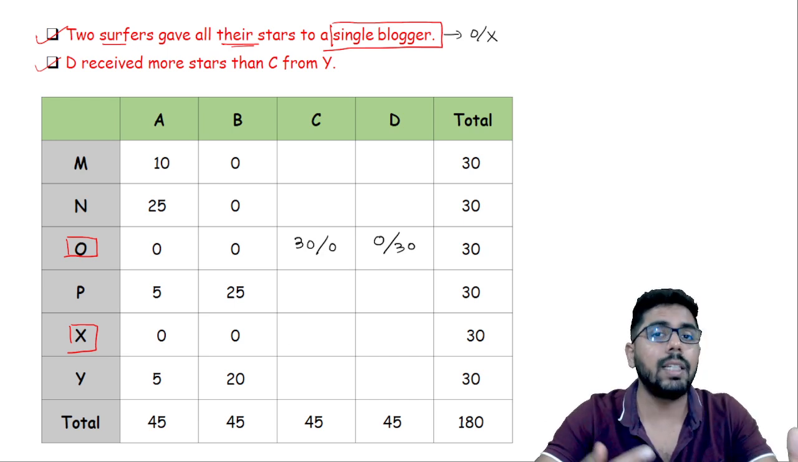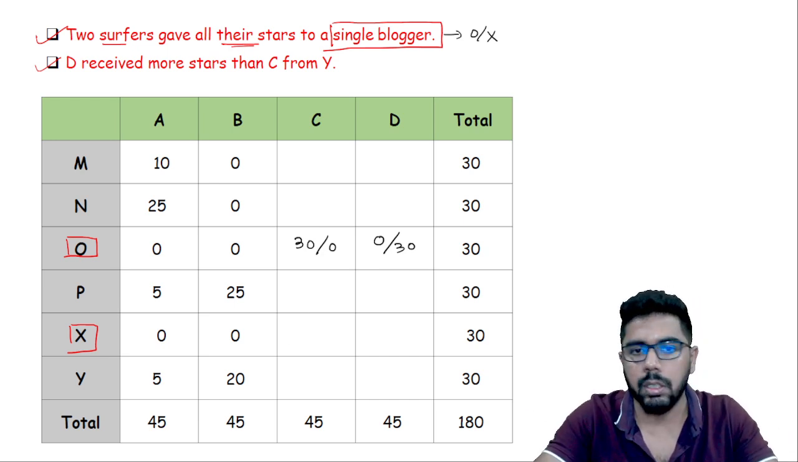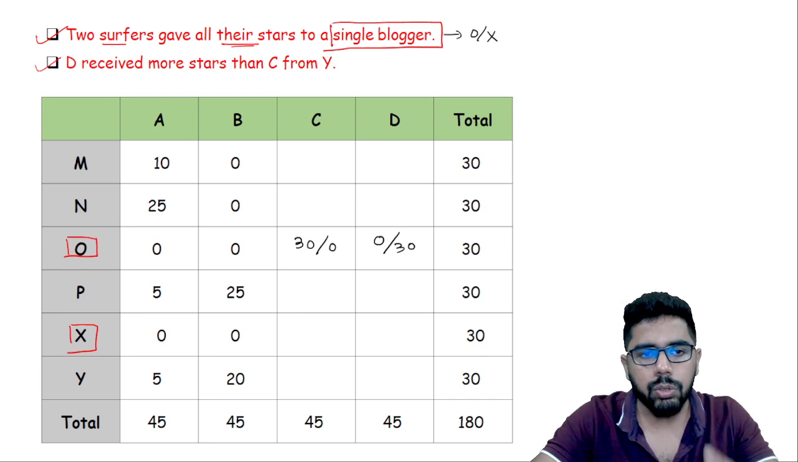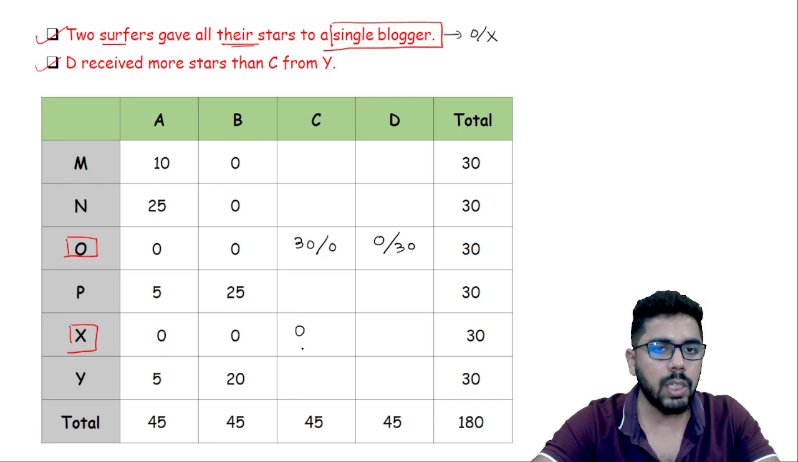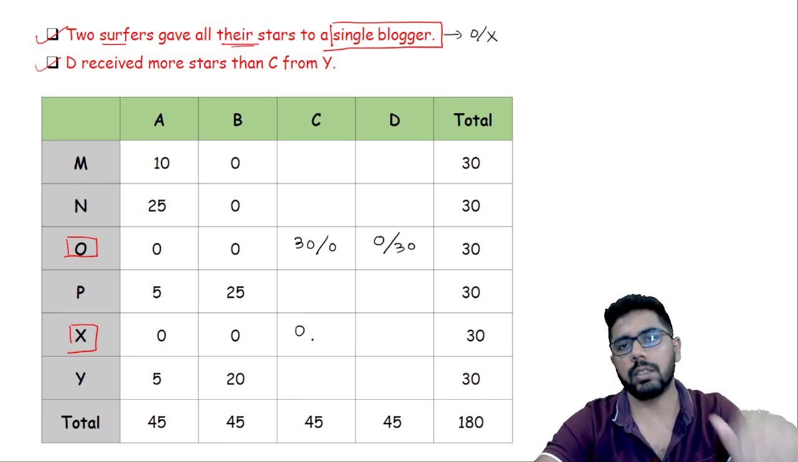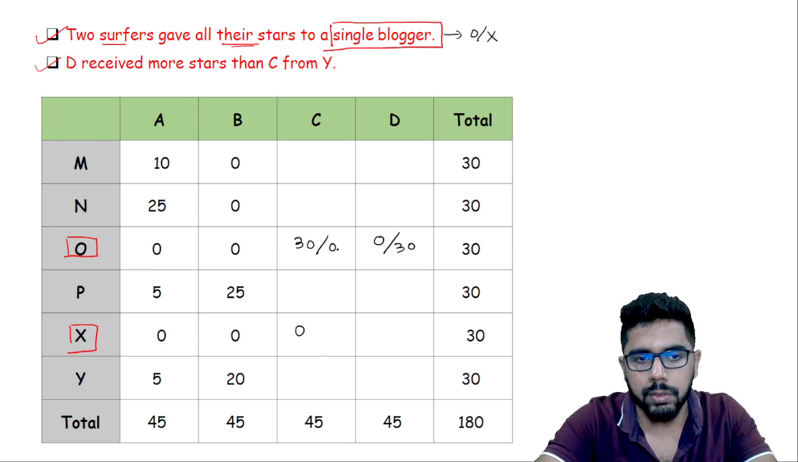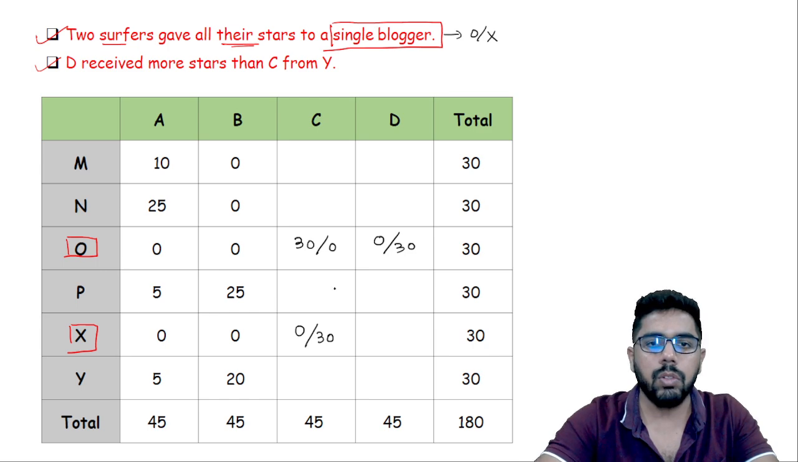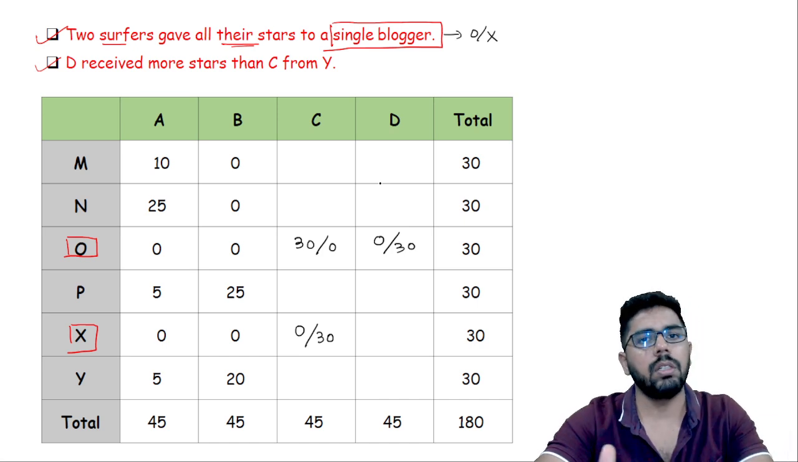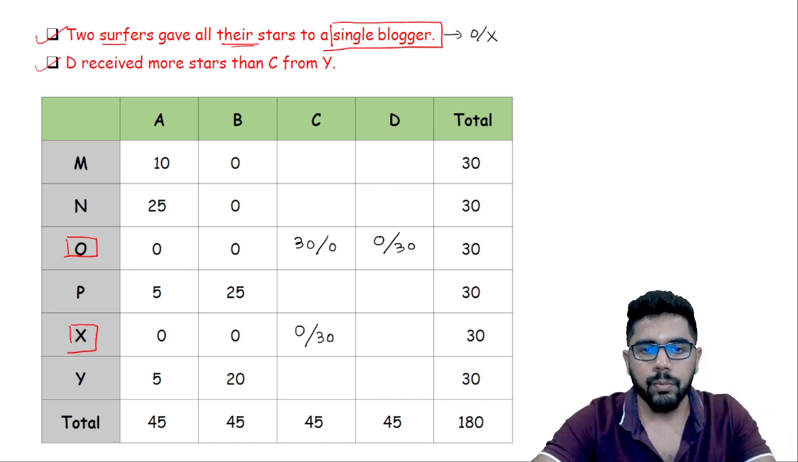This is how you write it so that you can frame cases. Also think of it in this way. If C has received 30 from O, that means C will receive 0 from X. So C can't receive 30 from both O and X. And if C has received 0 from O, then C will be receiving 30 from X. Because C and D, O and X, we'll have to do a 1-1 mapping at the end.